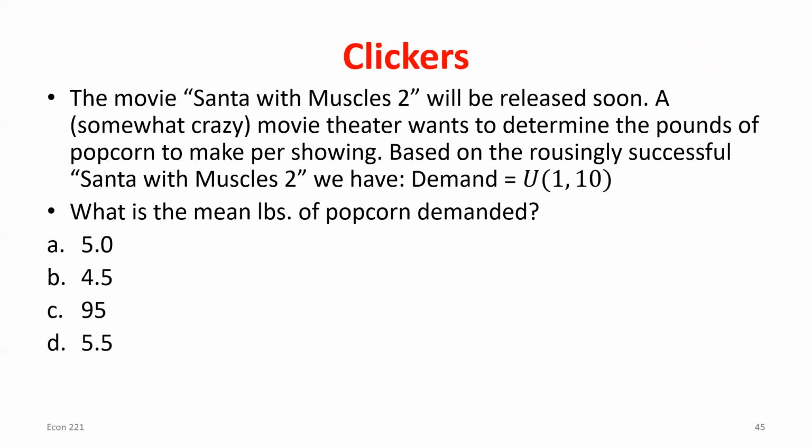So let's do one example at the end of class to highlight a specific point. I've got demand for popcorn being uniformly distributed from 1 to 10 pounds. What would the mean pounds of popcorn demanded here be? I'm not going to use them for this one. It's too easy.